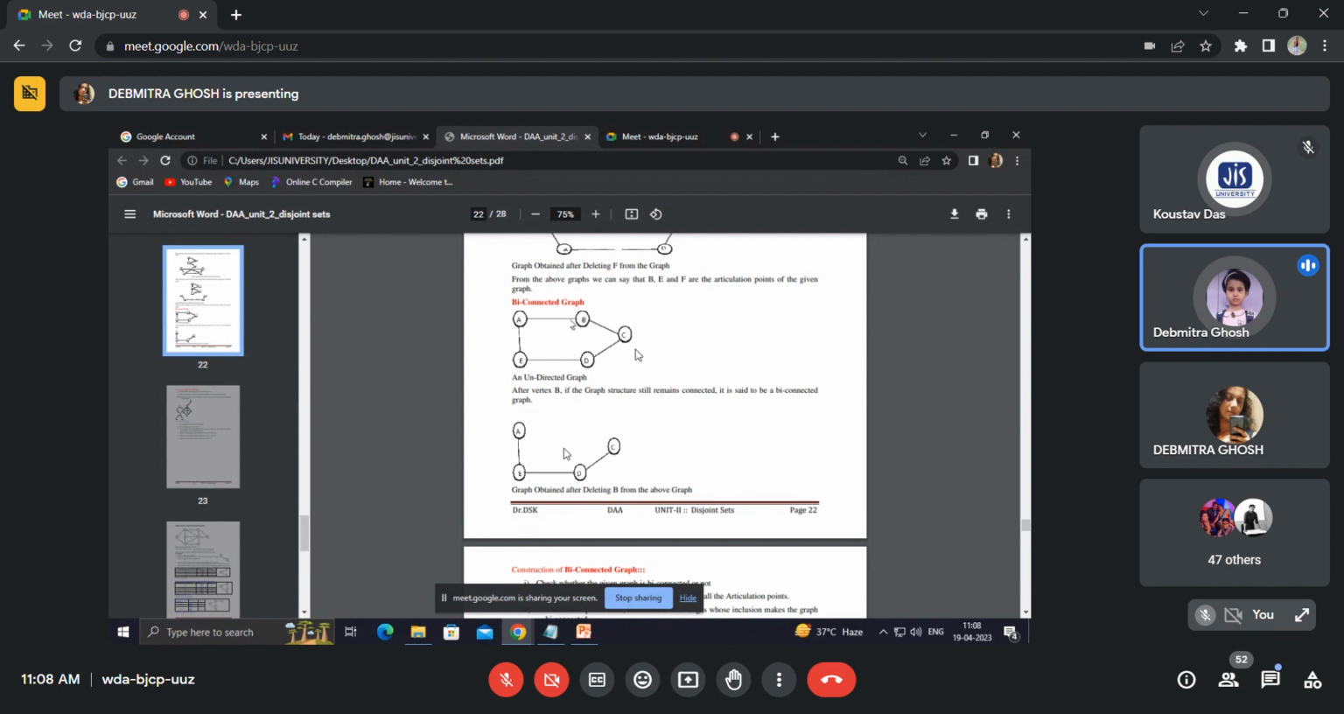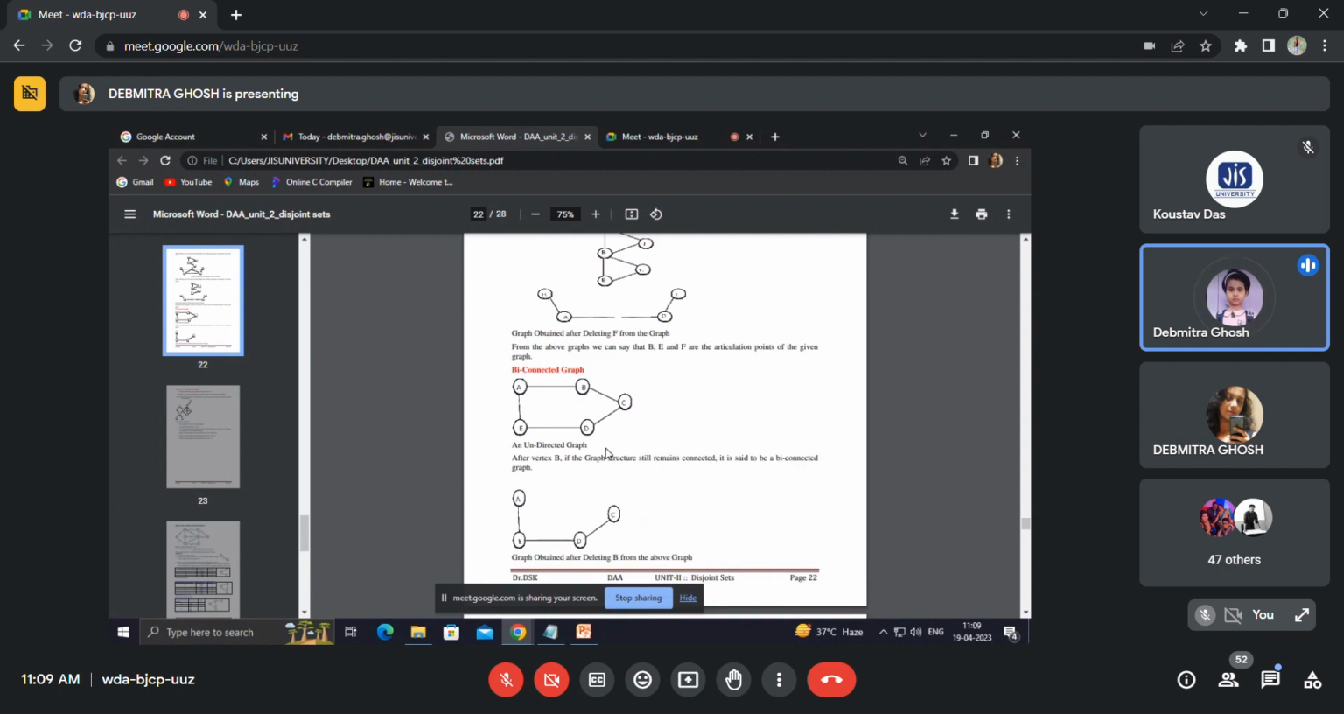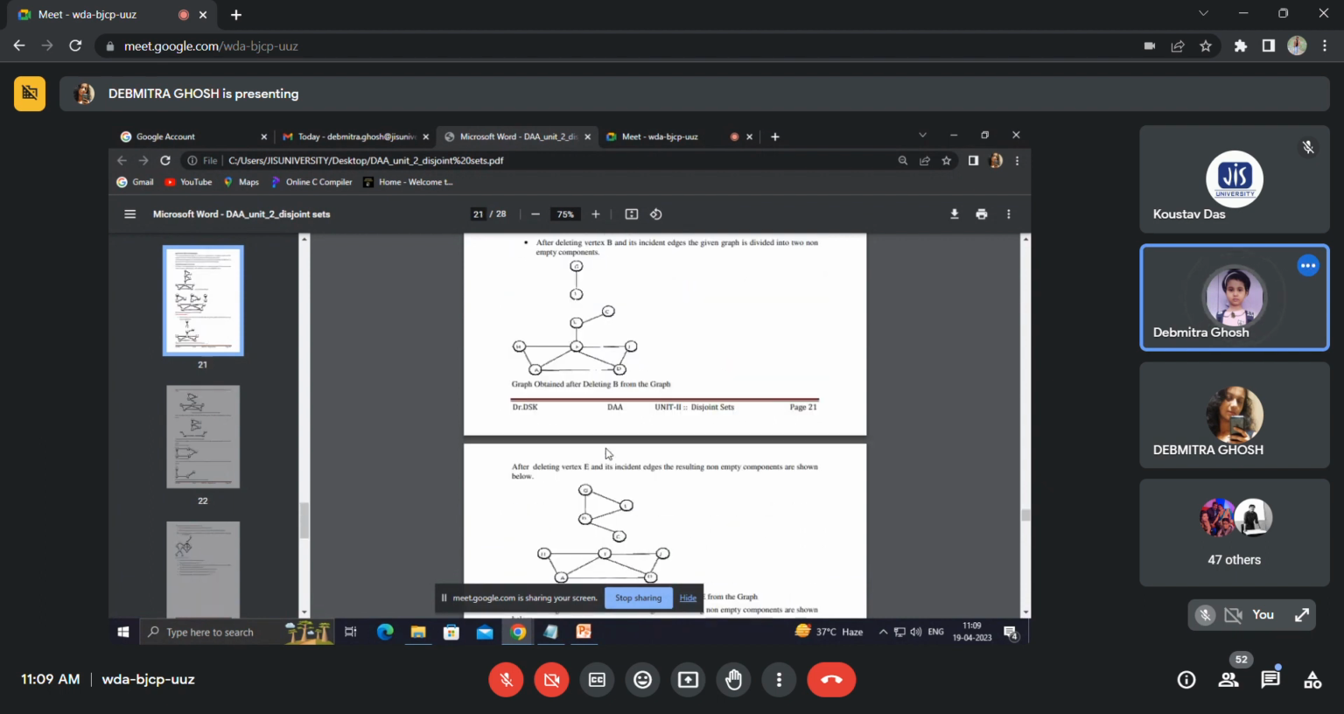And what is a uni-connected graph? All the vertices have what? One adjacent vertex. A has got E, E has got D, D has got E. So all the vertices have got only one connection. So that is an undirected, uni-connected graph. And this is bi-connection.